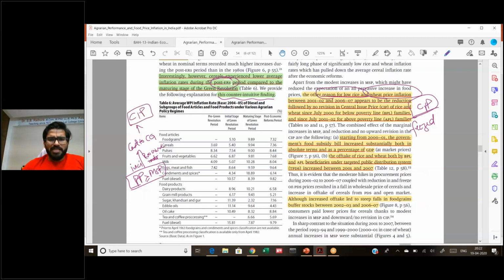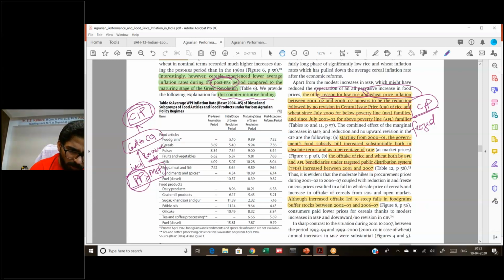And what we see after 2002 till today is that the central issue price has not changed. That means it is the same rate at which in 2002 the central government was issuing wheat and rice to the state government. It's the same rate today in 2020. So this central issue price has not changed, whereas the procurement price of course has been increasing year after year, plus the procurement incidentals, because of increased fuel prices and warehousing costs, so the cost to the government has been increasing.